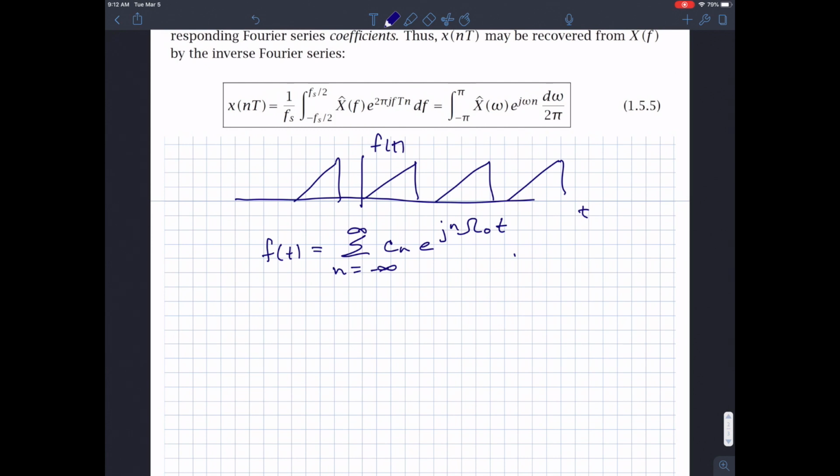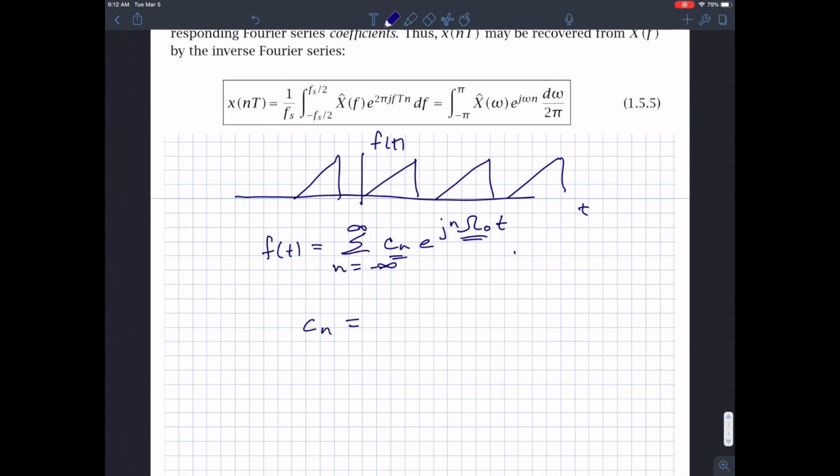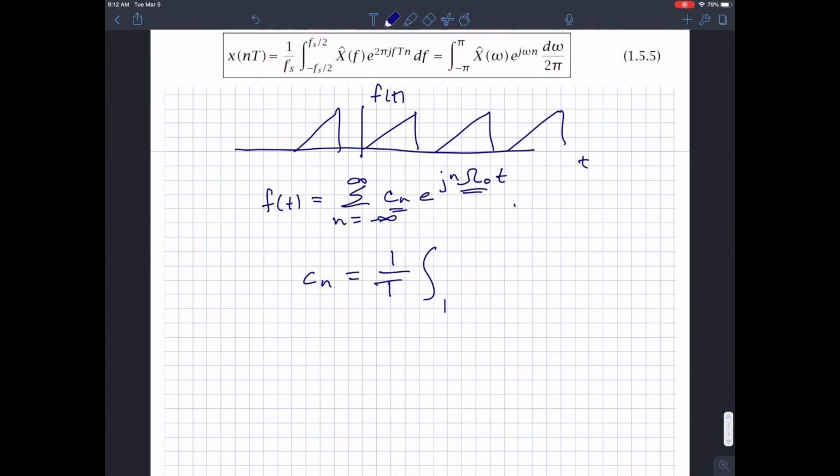All right. So we like this because the omega naughts are the harmonics, and the Cn's tell us the weight of each harmonic. And then we have a formula for calculating the Cn's. That formula would be you do 1 over the period integral over any period of f of t e to the minus j n omega naught t dt. All right, so that's Fourier series where this is time.